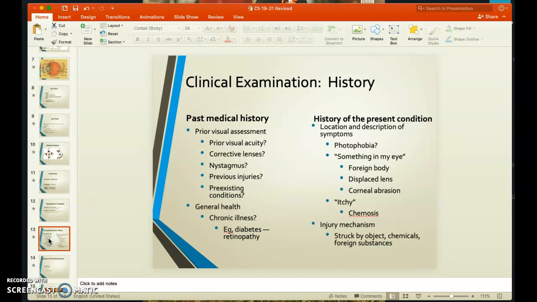There are certain questions you want to ask when you're confronted with an eye injury. Couple key things. Diabetes can cause retinopathy, so it can cause some changes within the retina. So expect some of those changes with a diabetic patient. Nystagmus is jumping or a kind of jitteriness. Photophobia is sensitivity to light. If the eye is itchy, we call that a chemosis. All right, so there are different conditions and different specific questions you want to ask.